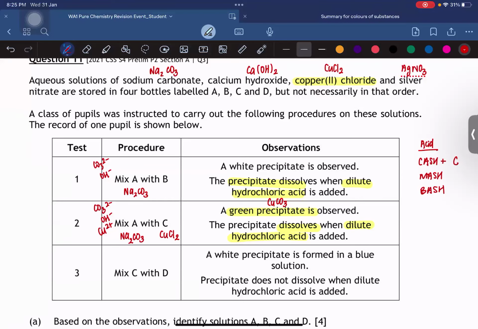Repeat which part? Why A is sodium carbonate? Okay. Do you all understand why C is copper 2 chloride? Yes. So remember, if I already know what my C is, what is my green precipitate form? Copper 2 carbonate, right? That means I need someone with a carbonate here, because I already have the copper here. So who is the one with the carbonate here from your list? Sodium.